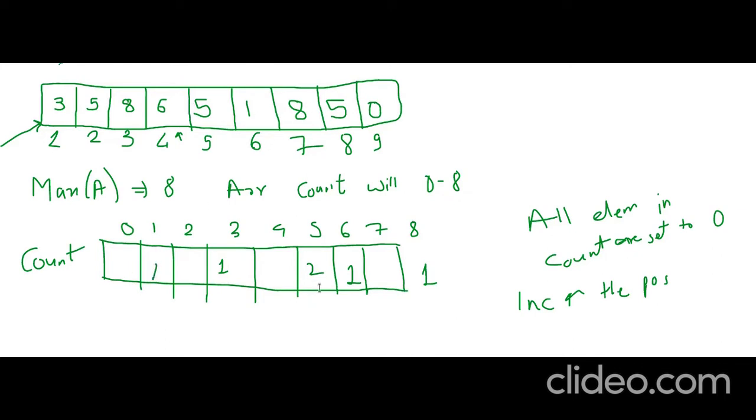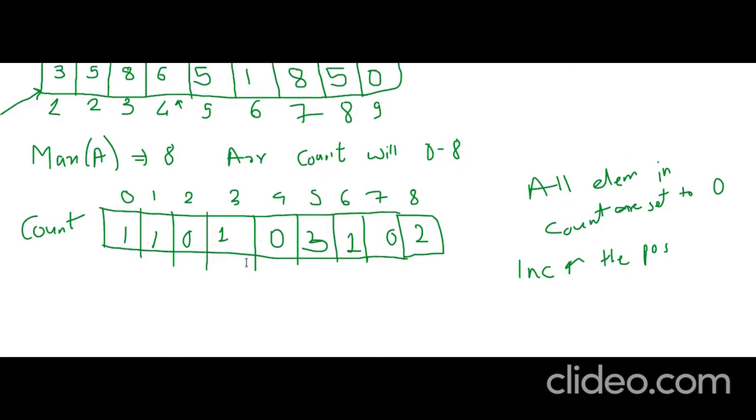then it is 8, so the previous value is incremented by 1, so it becomes 2. Again for 5 it is incremented by 1, so it will become 3. Next 0 is incremented by 1. Now all the other remaining elements are marked with 0.